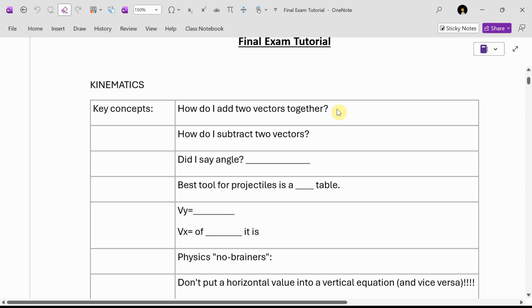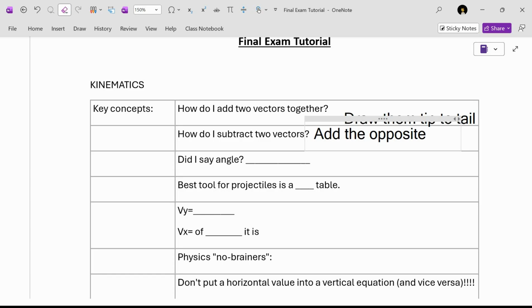How do I add two vectors together? And usually I did my Nerf dart gun to add some dramatic effect. How do I add two vectors together? Okay, so we can write down, draw them tip to tail. How do I subtract two vectors? Add the opposite. So make the second one negative. What do I mean by negative? If it was north, now it's south. If it was east, now it's west. Did I say angle? Okay.